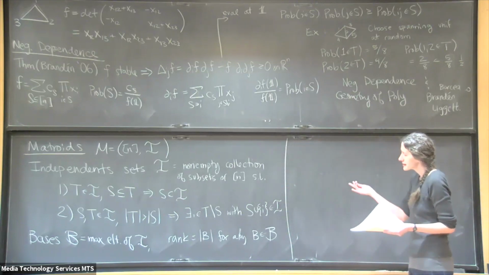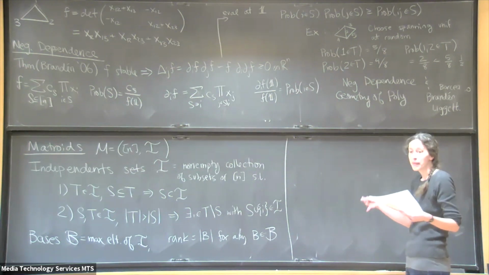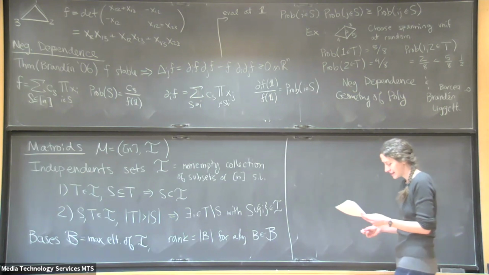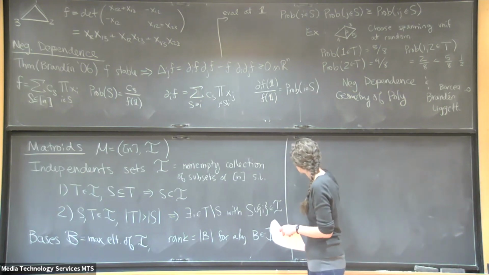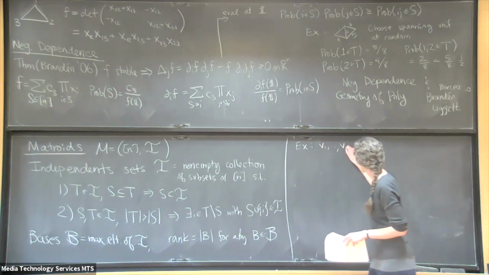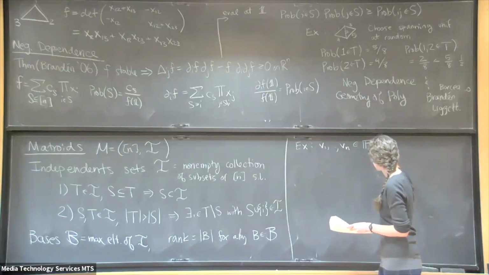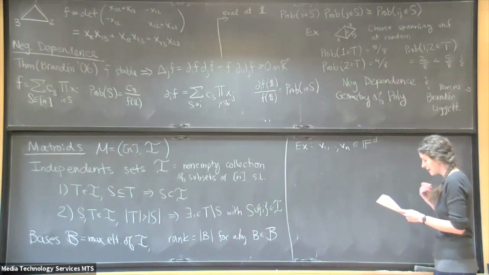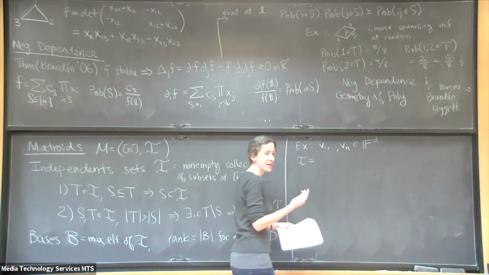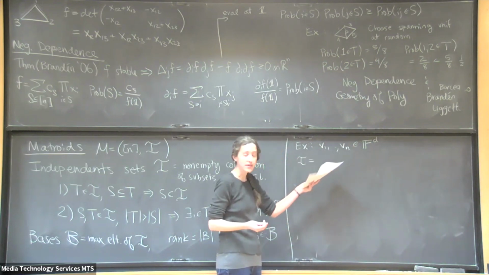And what this is doing is combinatorially trying to model independence that shows up in various contexts. The most natural of which is linear independence of vectors in a vector space. Take n vectors in a vector space over any field. Then an independent subset can just be subsets of 1 through n that index linearly independent subsets of these vectors.